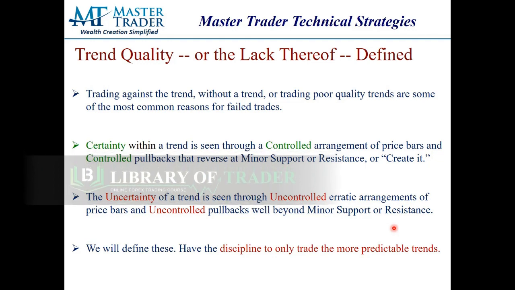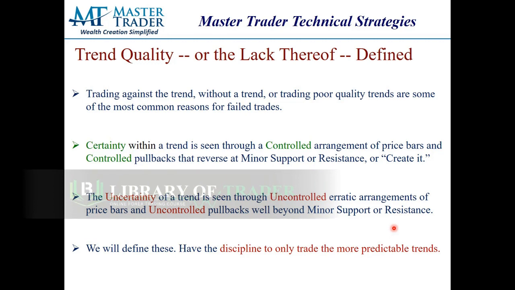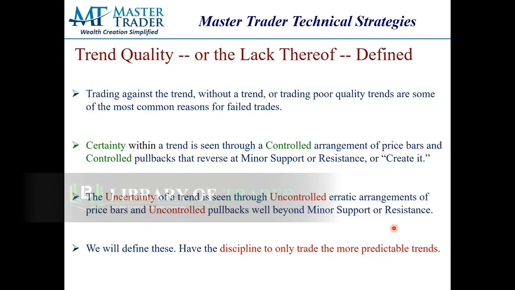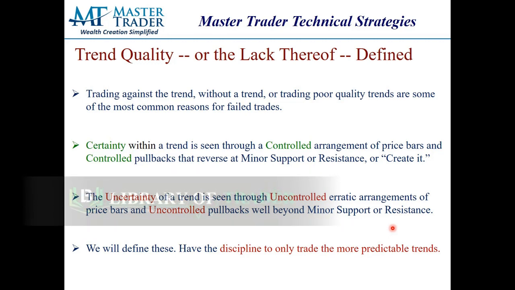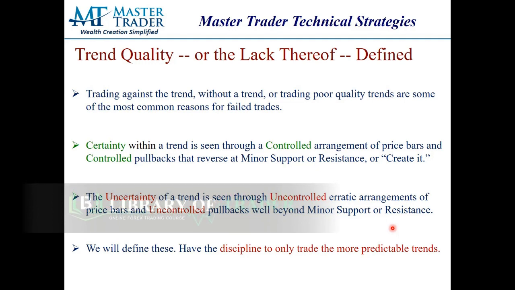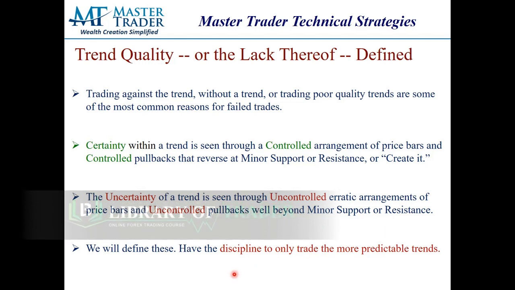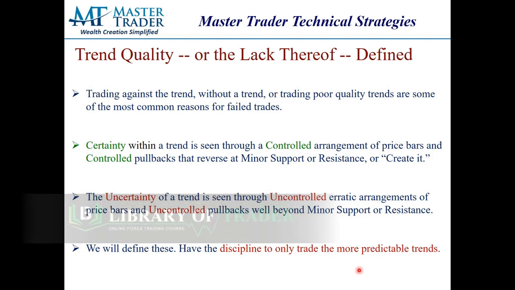We talked a little bit about this in moving averages as well, how prices could be overlapping through moving averages, or the moving averages intersecting through the middle of prices. And that was a visual aid to tell us that there was a lot of uncertainty. There's uncontrolled price movement. So we need to define these, and then, as it says, have the discipline to only trade the more predictable trends.